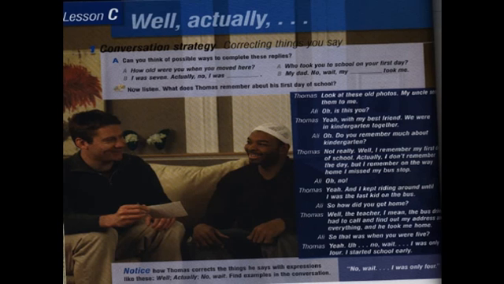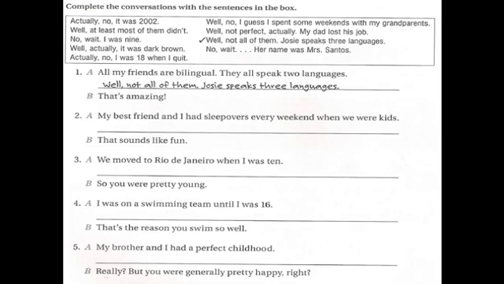We have another exercise now. Complete the conversations with the sentences in the box. Now we have some conversations here, and we are to complete these conversations by choosing the correct sentence from the box. Okay? First of all, let's read the sentences in the box.